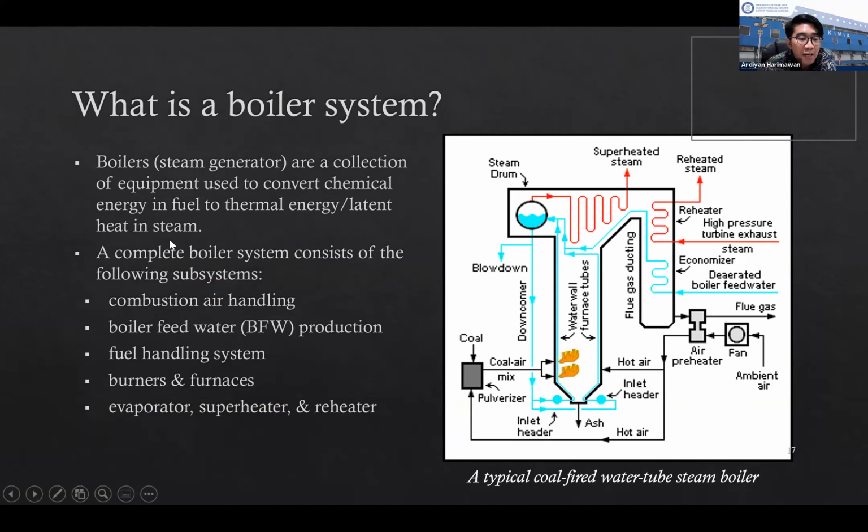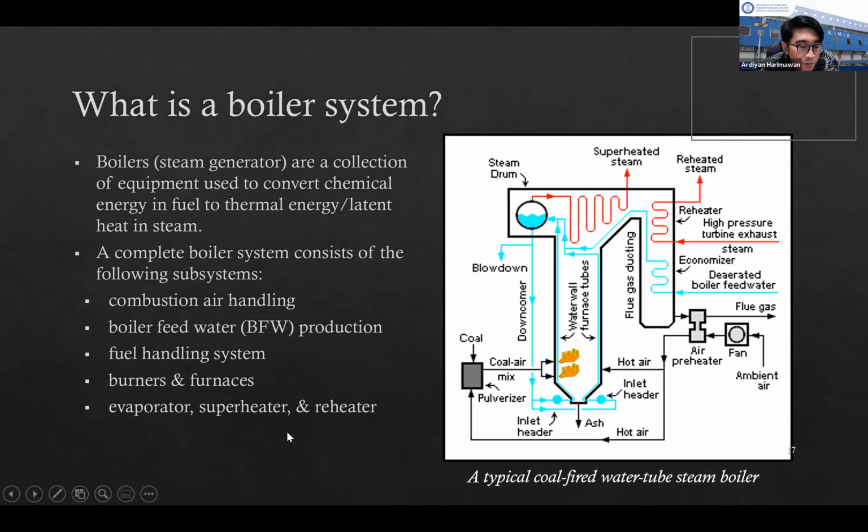Steam will bring the chemical energy in the fuel into thermal energy or latent heat. Okay, so basically, a boiler system consists of combustion air handling, because it needs combustion, right? So it will have combustion air handling, fuel handling, because fuel will react with air, and then boiler feed water. We have discussed boiler feed water, and then the burner. Burner is the place where the reaction of the combustion happens, burners and furnaces.